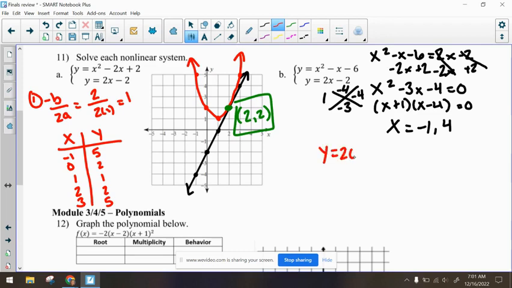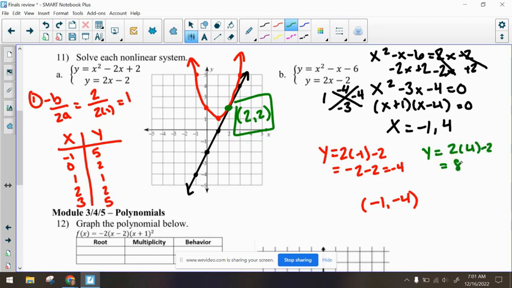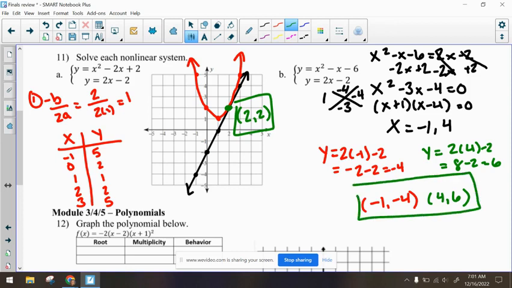So y equals 2 times negative 1 minus 2. That gives me negative 4. So my first solution is negative 1, negative 4. I'm going to do the same thing with the other one. And again, I'm going to pick that bottom one. That gives me 6. My other solution then is 4, 6. So if I were to graph that quadratic and that line, they would intersect exactly at those two spots.